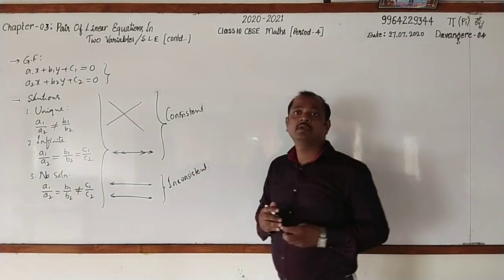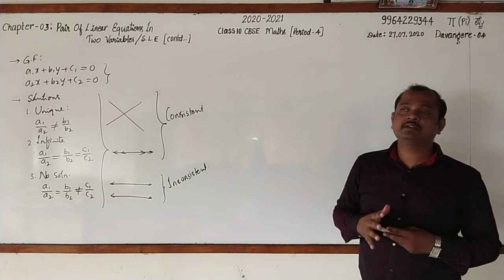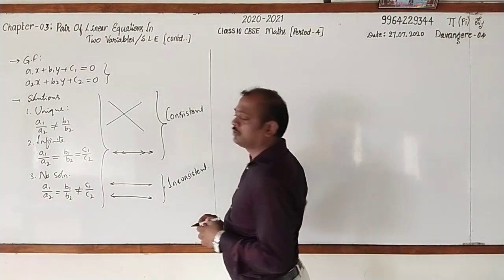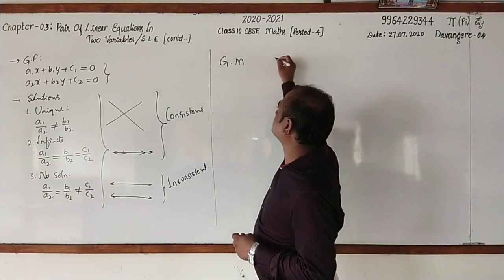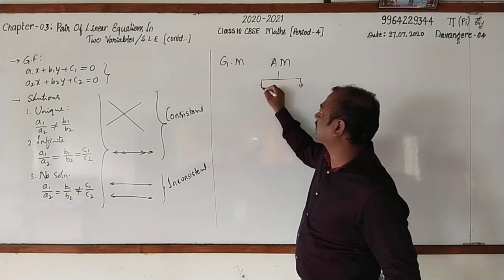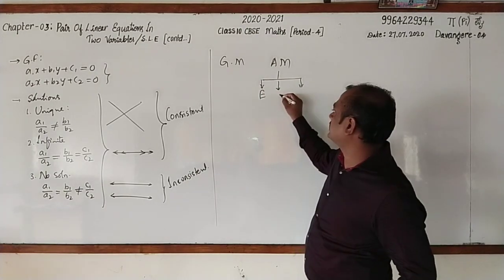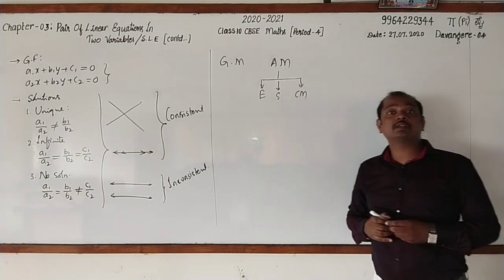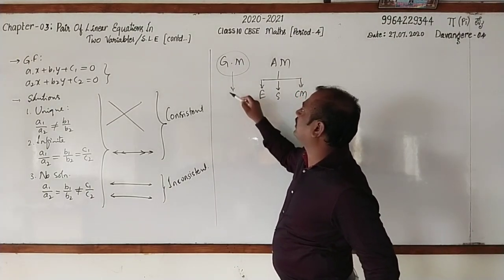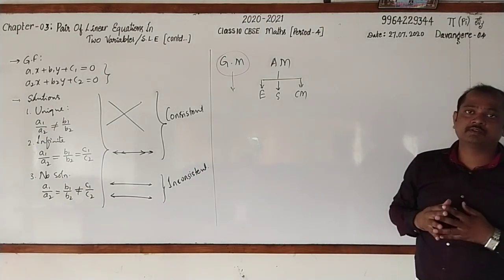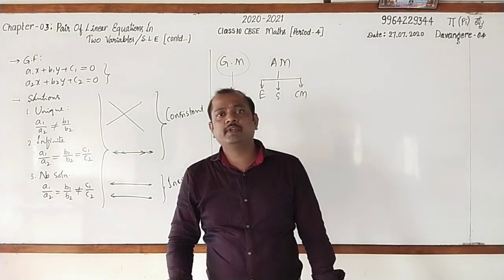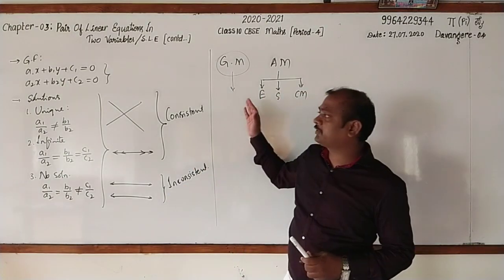Then after this, we came to know the methods of finding the solutions of a pair of linear equations in two variables. There are mainly two methods. One is the graphical method and the second one is the algebraic method. In the algebraic method, there are three sub-methods: elimination, substitution, and cross multiplication. In yesterday's class, we were focusing on the graphical method, and we solved many pairs of linear equations by the graphical method.